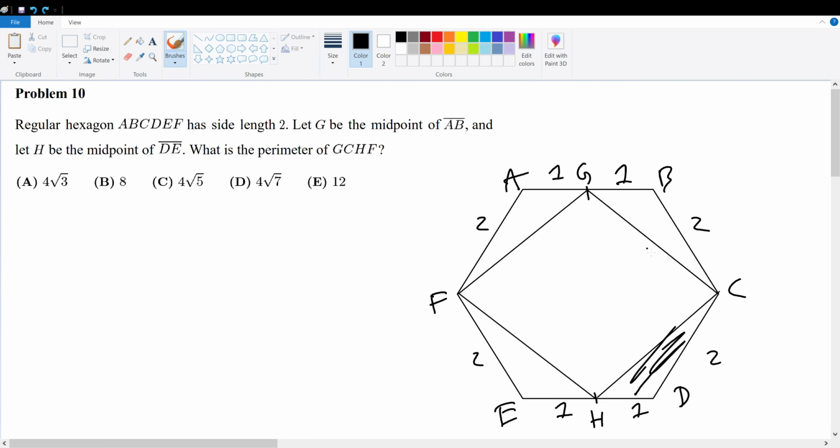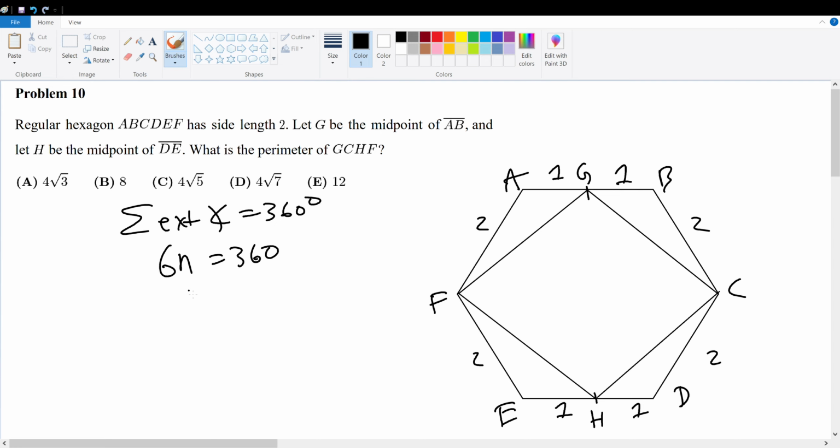So maybe we can have the same interior angle, because this is a regular hexagon after all. So all interior angles are equal. We know that the summation of the exterior angles must give 360 degrees. The number of exterior angles is equal to the number of side lengths you have. Since this is a hexagon, we have 6 exterior angles that must give 360. So one exterior angle is 60 degrees. Therefore, an interior angle is supplementary, so this must be 120. So is this angle, and so is this one.